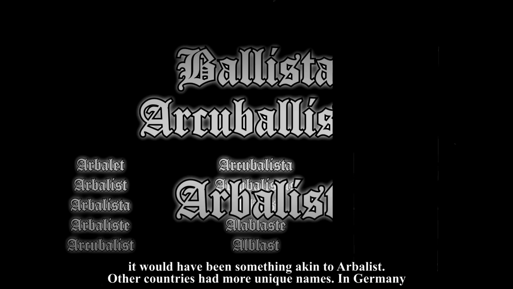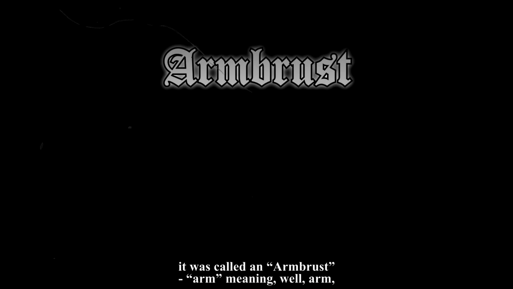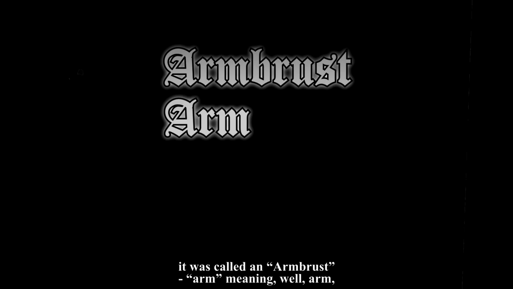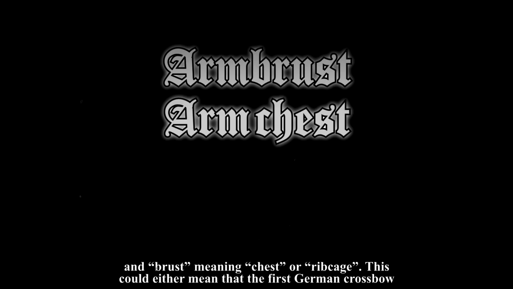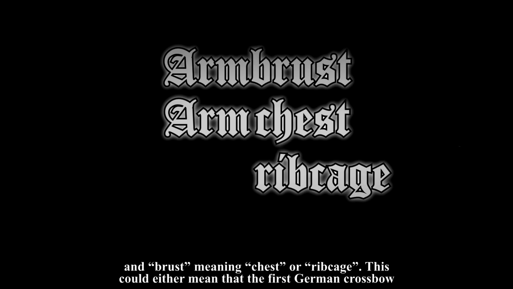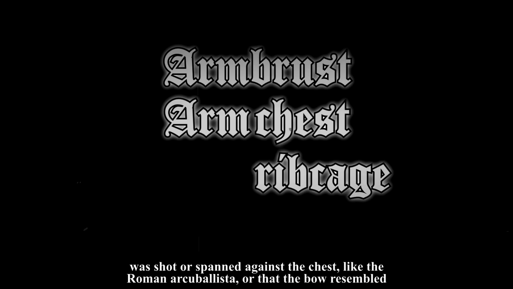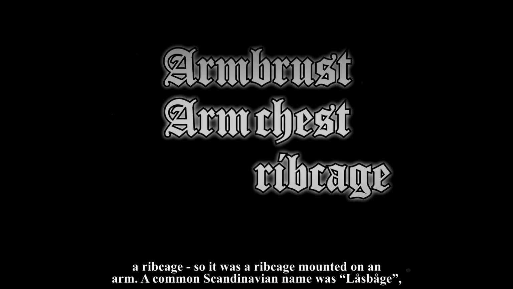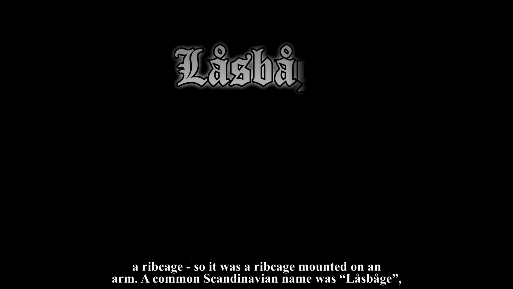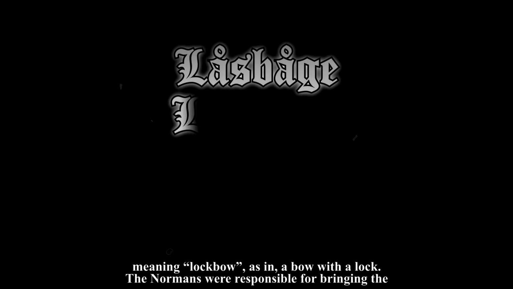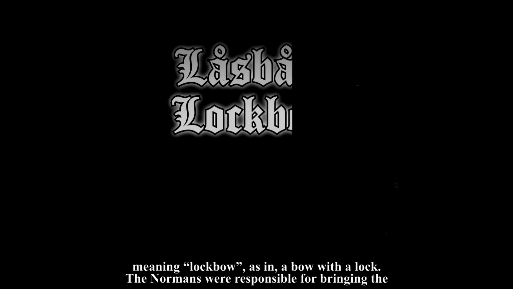Other countries had more unique names. In Germany it was called an Armbrust, arm meaning, well, arm, and Brust meaning chest or rib cage. This could either mean that the first German crossbow was shot or spanned against the chest, like the Roman arcoballista, or that the bow resembled a rib cage. So it was a rib cage mounted on an arm. A common Scandinavian name was låsbåge, meaning lockbow, as in a bow with a lock.